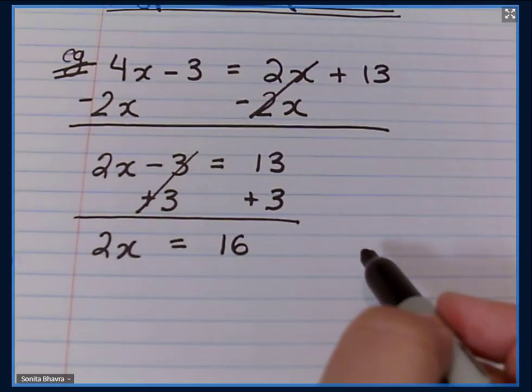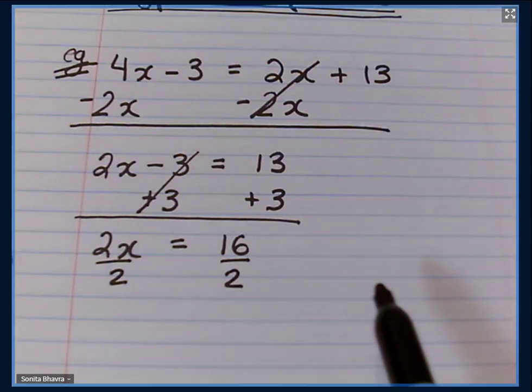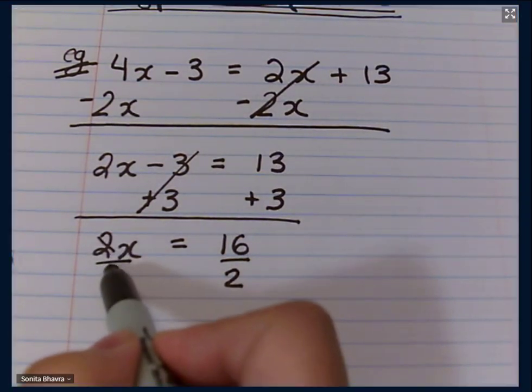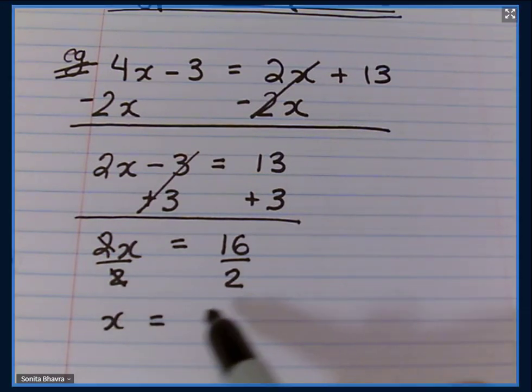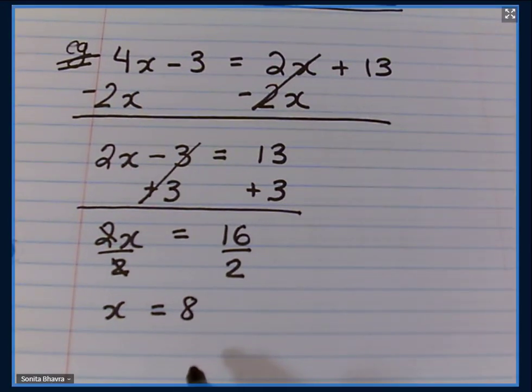My last step now is to divide by 2 on both sides. 2x divided by 2 is x, and then 16 divided by 2 is 8. And there we go. x is equal to 8.